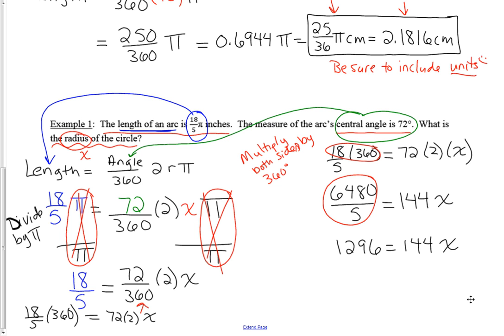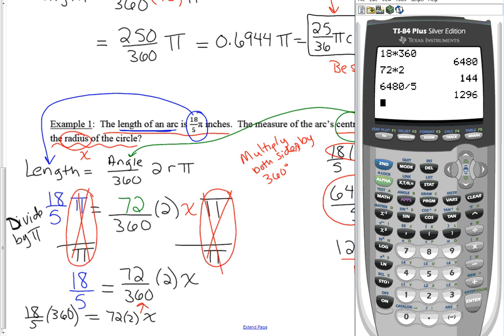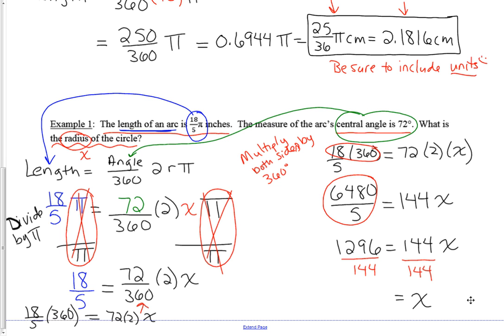And again, I'm trying to get x all the way by itself. So from here, I need to divide both sides by 144. And that's going to give me what x is. I have no idea what that is, so I'm going to need to use my calculator again. And I'm going to take 1,296, and I'm going to divide that by 144. And that gives me 9. So I replace the 1,296 with a 9, and x is equal to 9.